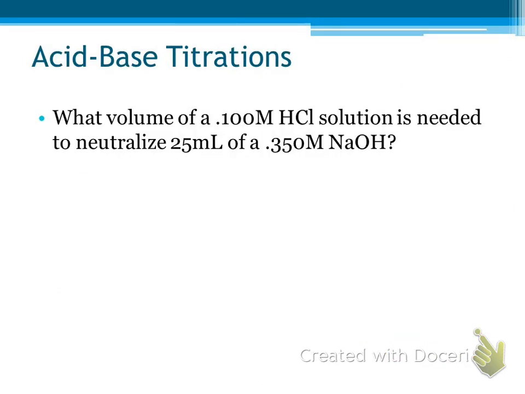Let's try some. What volume of a 0.1 molar HCl solution is needed to neutralize 25 milliliters of a 0.350 molar NaOH? Okay. In this case, this is not really a true titration because we know the concentration of both of our solutions. So we can just solve. But in our real titration, we won't know the concentration of one of our solutions. Okay? All right, so let's see what we need here.